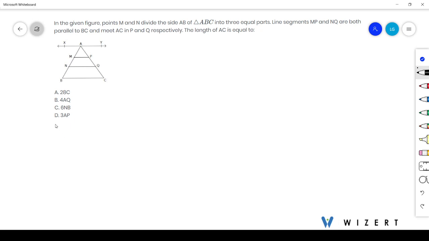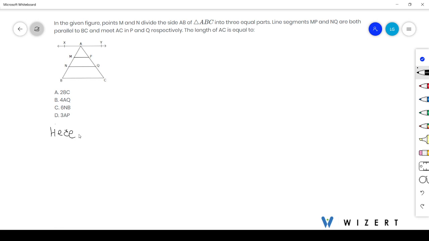Our question is, in the given figure, points M and N divide the side AB of triangle ABC into three equal parts. Line segments MP and NQ are both parallel to BC and meet AC in P and Q respectively. So, what is the length of AC?